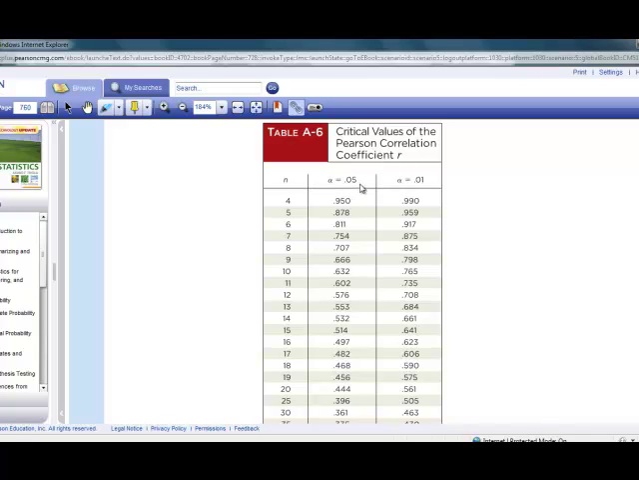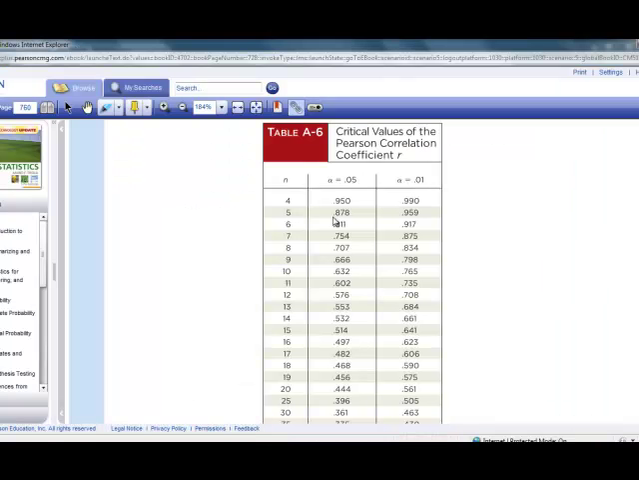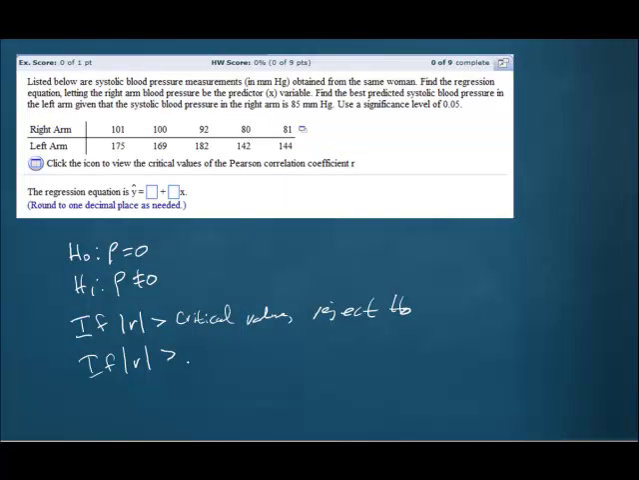We were told that alpha should be 0.05. Then we will find our sample size, so the number of correlated data values that we have, and from that determine our critical value. We had 5 sets of correlated data. So our critical value will be 0.878. So if the absolute value of R is greater than 0.878, we should reject the null hypothesis.